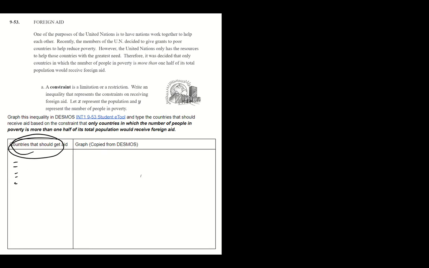One of the purposes, in theory, of the United Nations is to have nations work together to help each other. Recently, the members of the UN decided to give grants to poor countries to help reduce poverty. However, the United Nations only has the resources to help those countries with the greatest need. Therefore, it was decided that only countries in which the number of people in poverty is more than one half of its total population would receive foreign aid. Okay, so those words right there, you can see I bold them again. So that's clearly talking about a constraint. I want you to look at the graph and add that constraint to the graph in Desmos, and then give me a report back on what you're seeing there.